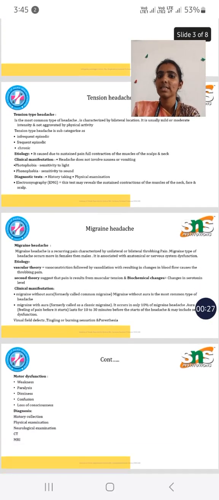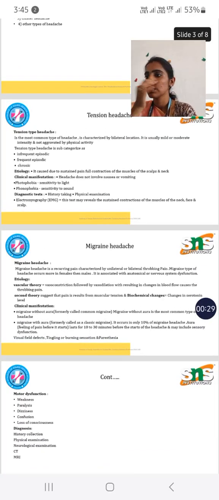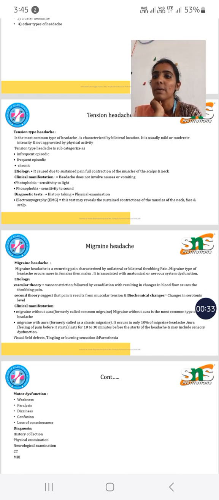The tension headache is the most common type of headache. It is characterized by bilateral location. It is usually mild or moderate and not aggravated by physical activities. Tension headache has subcategories: infrequent episodic, frequent episodic, and chronic.